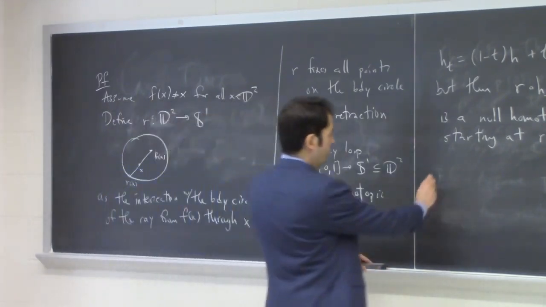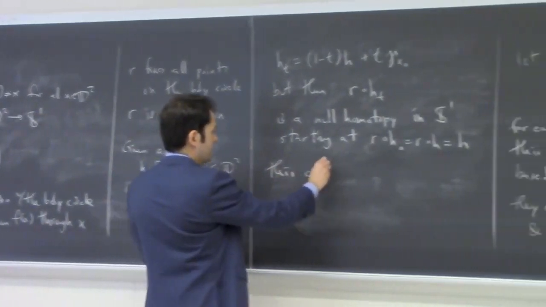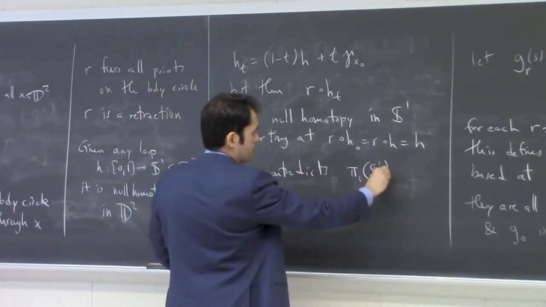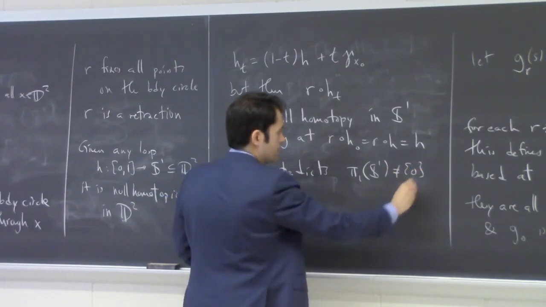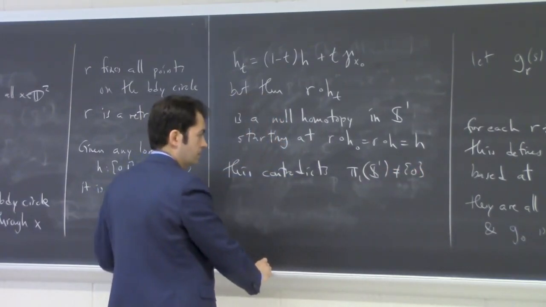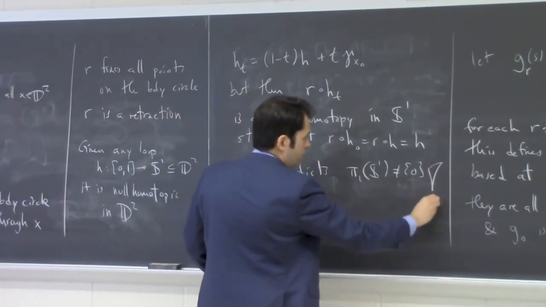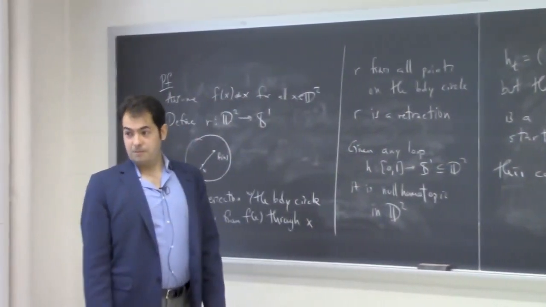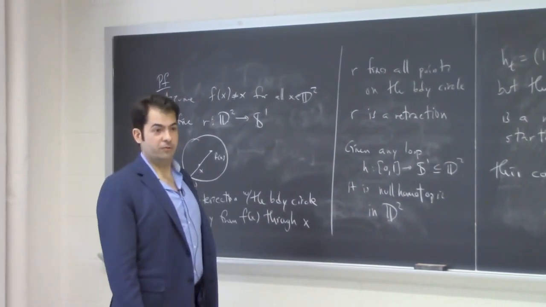Right? So this contradicts it. So we've reached a contradiction, and that finishes the proof. Our initial assumption must have been wrong, because we do allow the law of excluded middle.